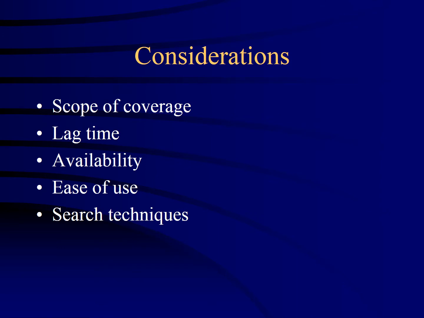Some of the considerations for secondary resources include scope of coverage, lag time, availability, cost, ease of use, and search techniques. The scope of coverage will vary across resources. Some databases will contain journals that relate to specific topics or subject matter, such as life science, biomedicine, pharmacy, etc. It is important to make sure that the database you are searching contains the journals that relate to your topic. Additionally, some databases will only contain U.S. articles, while others will have an international scope.